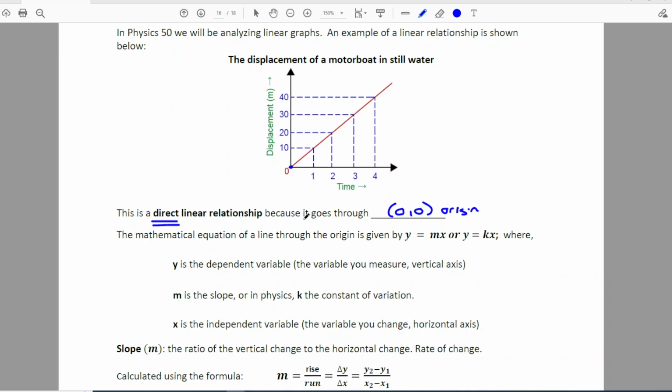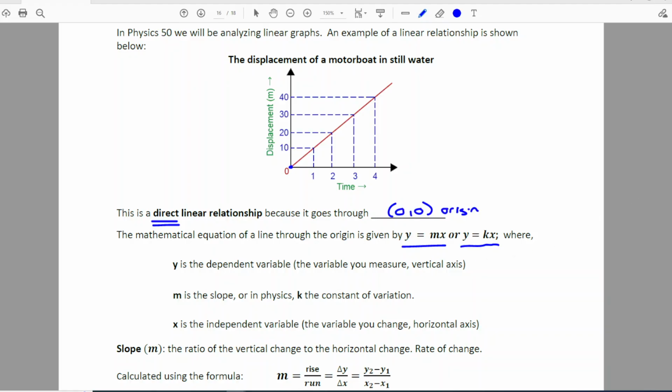Because of this, the equation of our line will be y equals mx if you're taking Math 50, or in physics we like to call it y equals kx, where y is your dependent variable, the one that you measure. m is the slope, or in physics we like to call it the constant of variation, k. And then x is your independent variable.